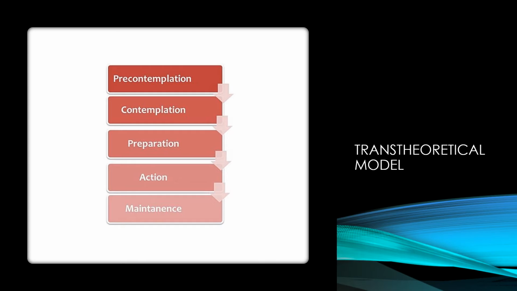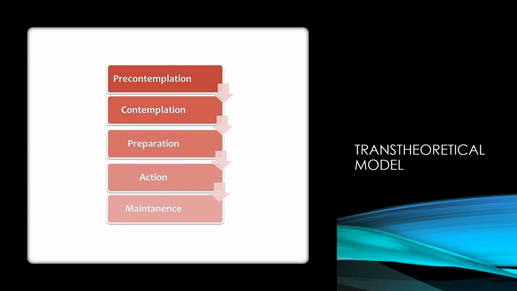starting with the pre-contemplation phase. In this phase, the individual has no intent of starting any type of exercise program within the next 6 months. Now, once this individual decides, you know what, I'm going to join a gym, or I'm going to try to be active, they are now moved into the contemplation phase. This means that that individual has intent to start an exercise program within the next 6 months.